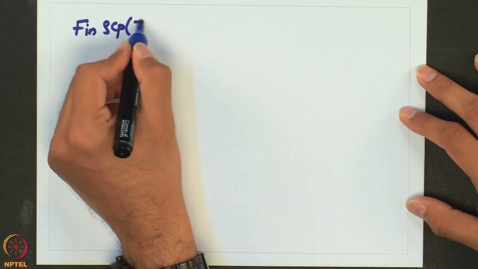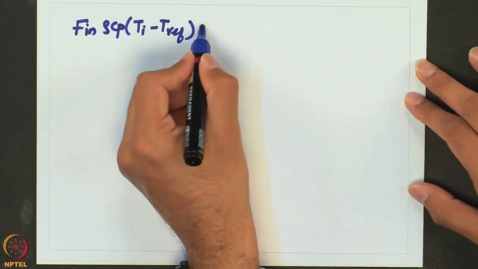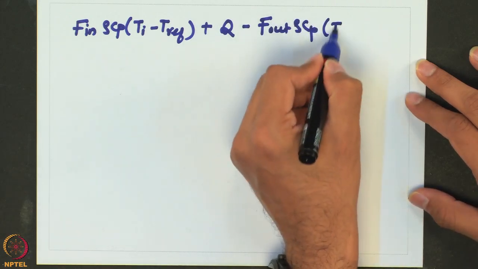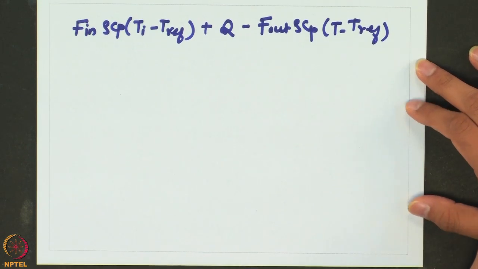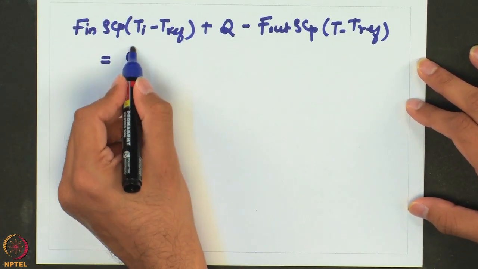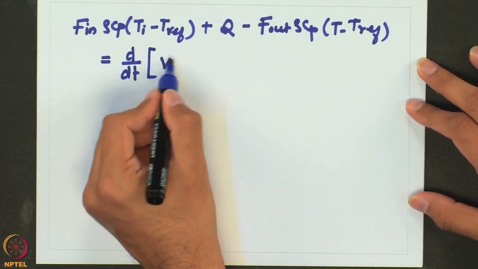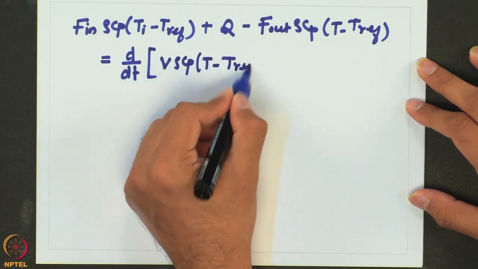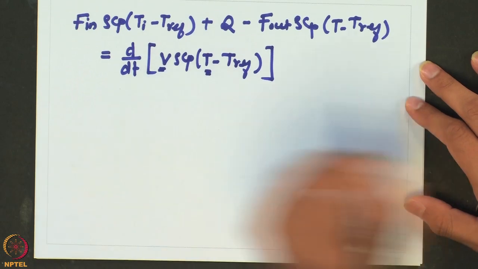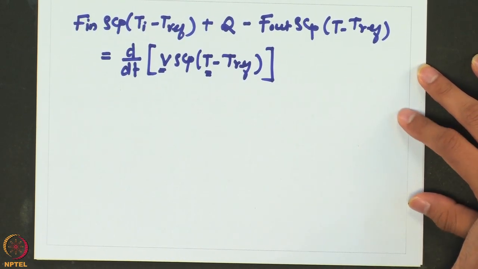So let us now try to write the energy balance for this system, which will get slightly modified because V is no longer constant. So we have the rate of energy in, which is F in rho Cp (Ti minus T ref) along with Q, and then the output is F out rho Cp (T minus T reference). There is again no generation or consumption of energy in this system. So this has to be equal to the rate of change of enthalpy content of the tank, which is d/dt of V rho Cp (T minus T reference). So we can see that here there is a multiplication of variable volume as well as temperature. So we have to use the product rule for the derivative.